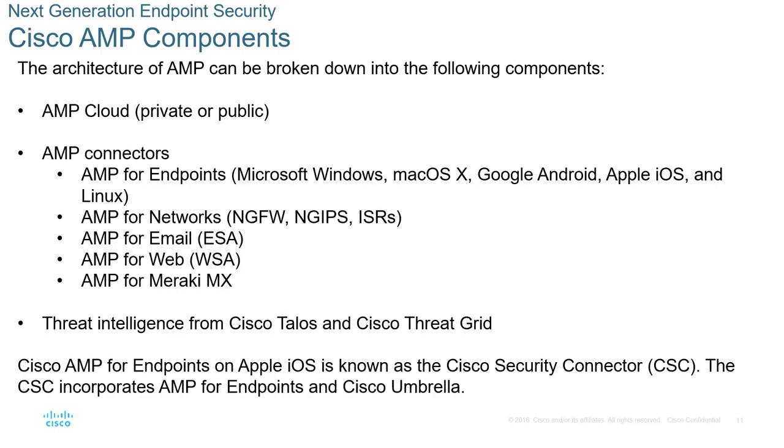So threat intelligence from the Talos group and Threat Grid provides additional layers of protection, all aimed to protect the organization. Cisco AMP for endpoints, things like on the iOS, are also known as security connectors, or Cisco security connectors, CSCs. These CSCs incorporate AMP for endpoint and Cisco Umbrella-based technologies.